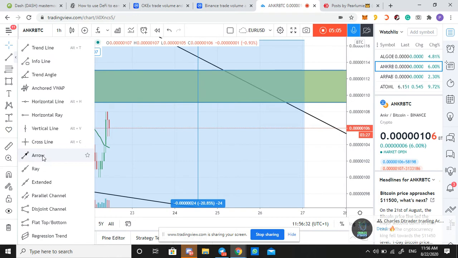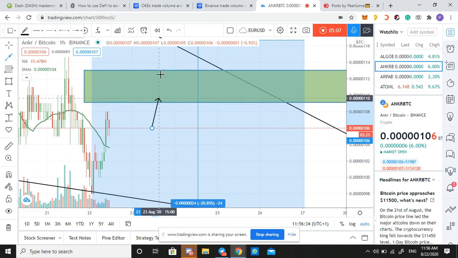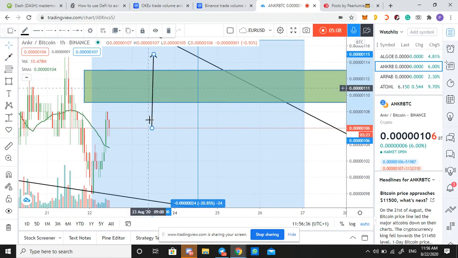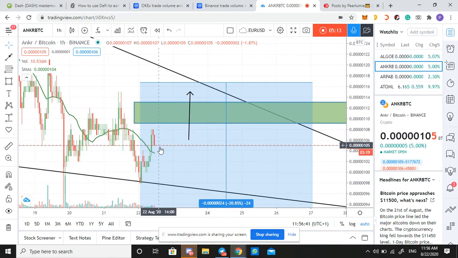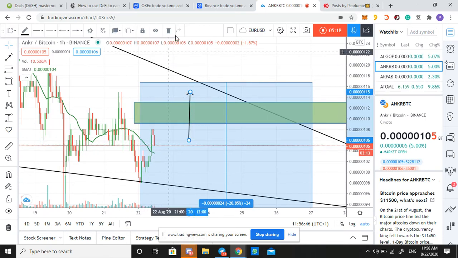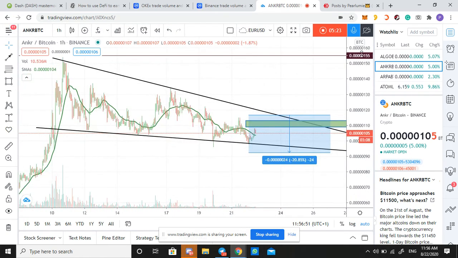Whenever I see this pattern, I expect price to do something like this on the third or fourth candle. So we might see another red candle here, but I'm quite sure the fourth candle should be a green and it should be a long one. So let's go back to the 4 hour time frame.